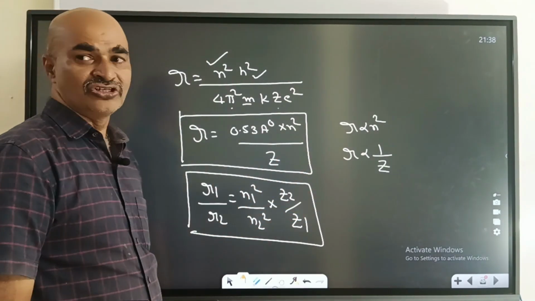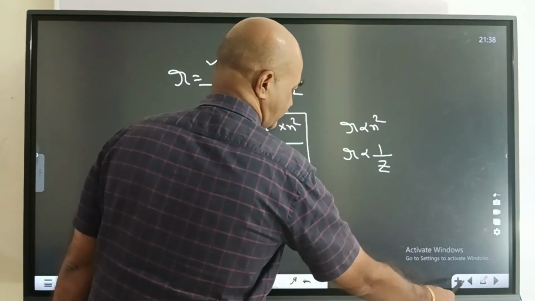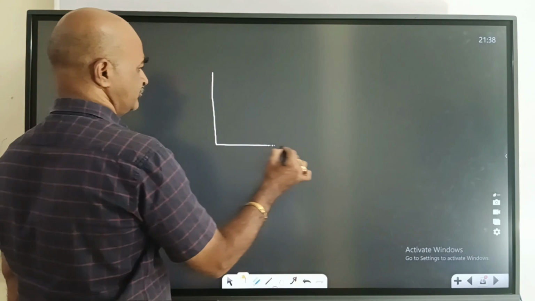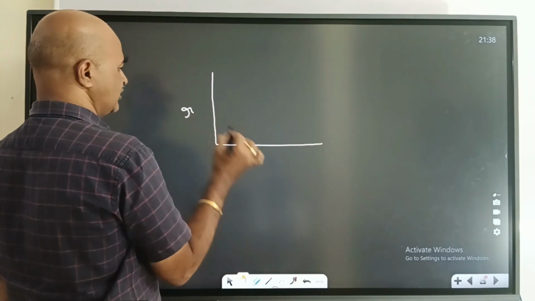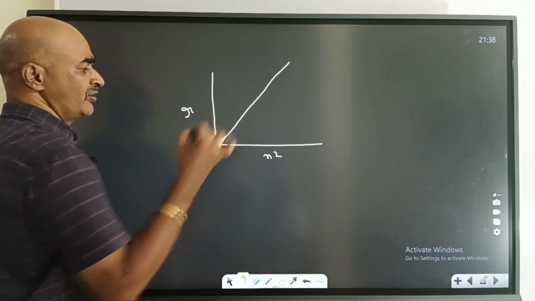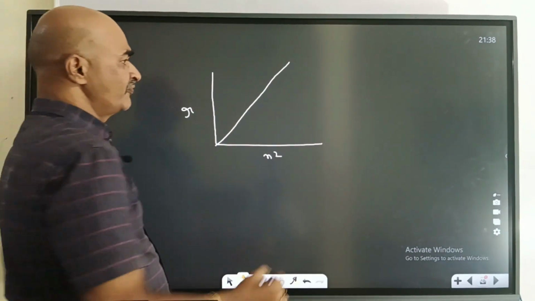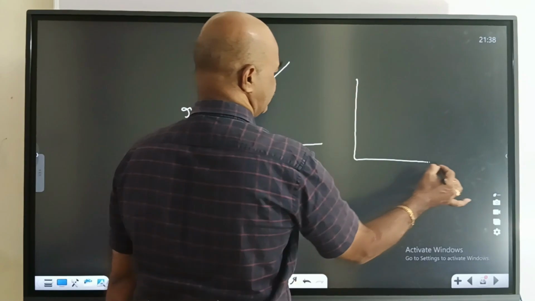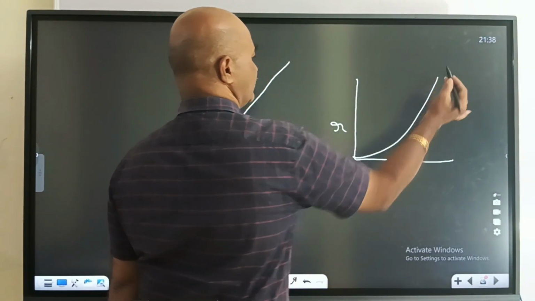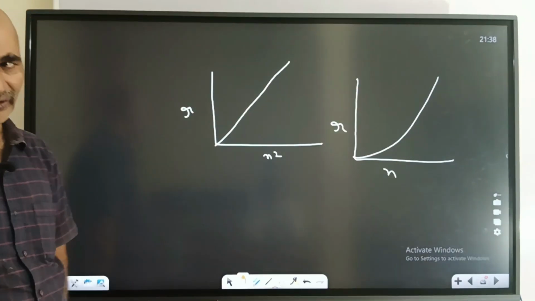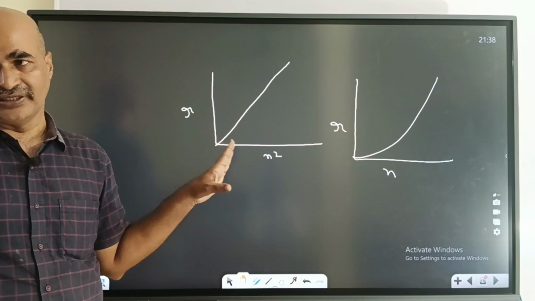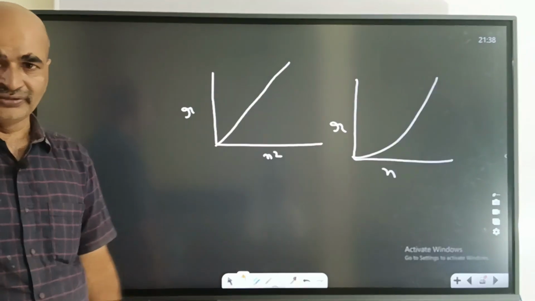When a graph is drawn between radius and n square, such a graph is obtained. When a graph is drawn between radius and n, such a graph is obtained. This is the expression for calculation of the radius of Bohr's orbit.